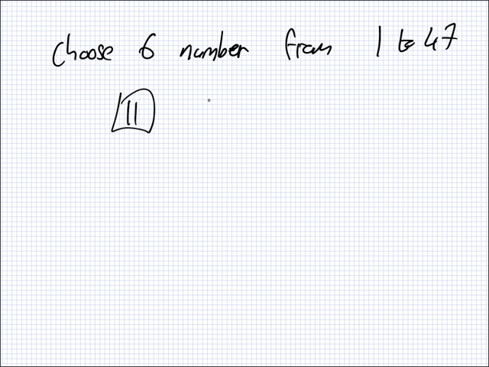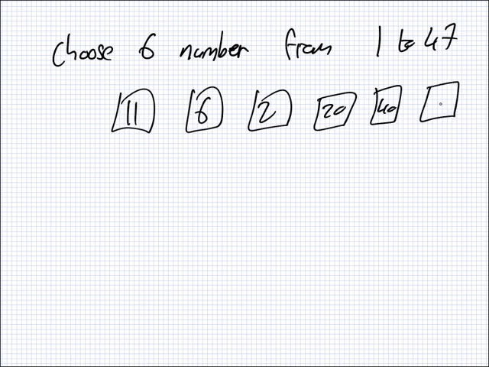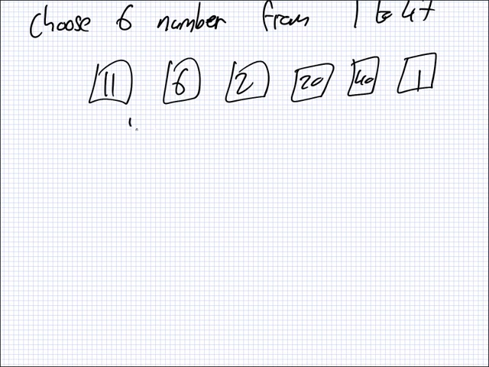So you might choose 11, 6, 2, you get the idea, 20, 41, for example, something like this. So you choose 6 numbers, and if these 6 numbers are the same 6 numbers that are drawn, then you win. Okay. So my first question then is, how many ways could you get 6 numbers here? So how many possible outcomes are there? How many choices do you actually have here?